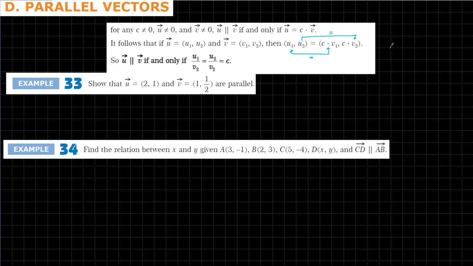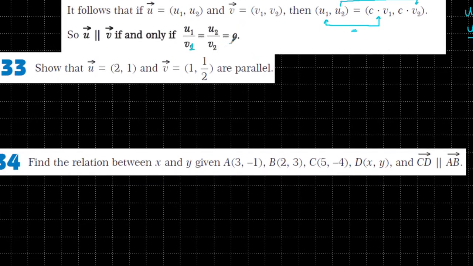So here, basically, if u1 is equal to c times v1, we understand that u1 over v1 should be equal to c. It has to be, here this should be 1, it is a mistake of the book. So if this is v1, then it's the same for u2 over v2, it should be equal to c. In this condition they are going to be parallel.